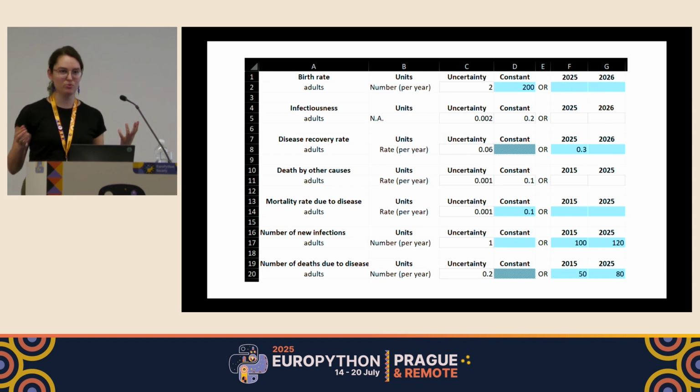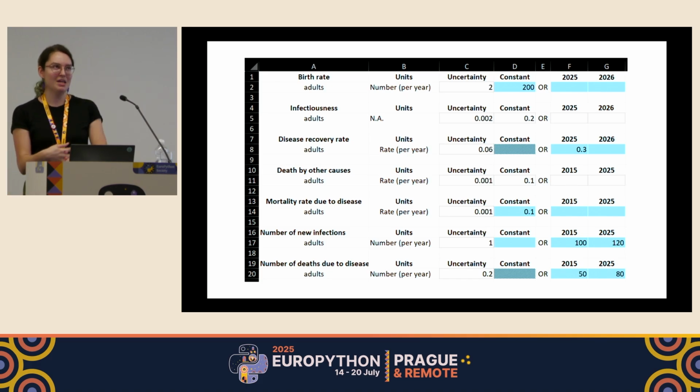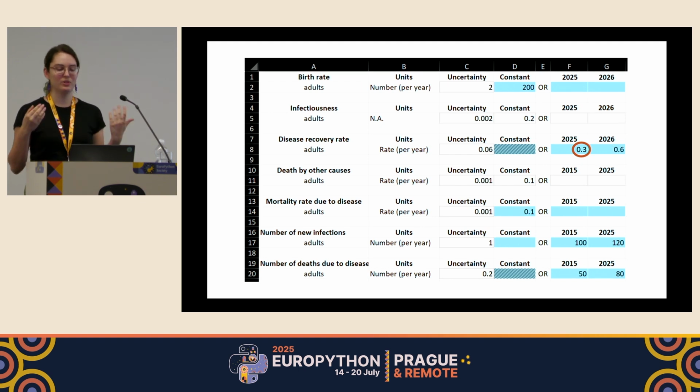So as I mentioned, we have this new vaccine. And let's say that the vaccine, maybe it doesn't stop you from getting the disease, maybe it doesn't even decrease the death rate, maybe it doesn't even decrease the infectiousness, but maybe it could increase the recovery rate. So if you're vaccinated, you just recover quicker. So in the data book, we have the recovery rate at 0.3 currently in 2025. So if we roll out the vaccine now, say the vaccine doubles the recovery rate, so in 2026, we would have a recovery rate of 0.6.